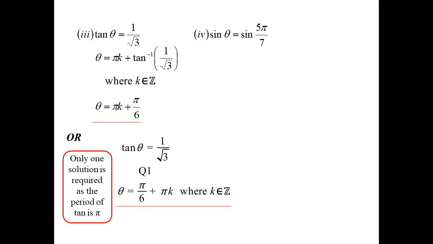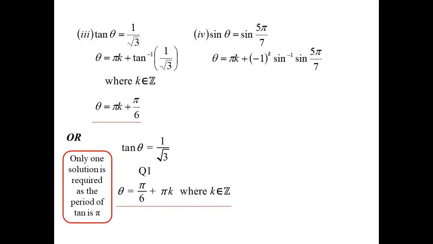Now what about something like this? Sine of theta is the sine of 5 pi on 7. All right, well, we saw questions sort of like this yesterday, where we said, what was the inverse sine of the sine of 5 pi on 7? We did it like that. So it's the same sort of question. But now they want us to come up with a general solution for this.